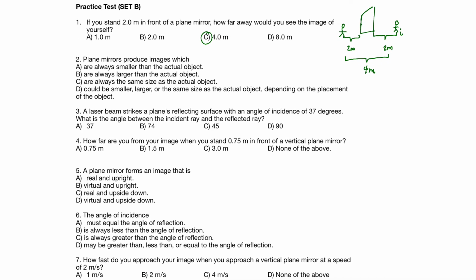Next, for number two, plane mirrors produce images which are always smaller than the actual object? No, simply because it produces equal images. Are always larger than the actual object? No, we are talking about plane mirrors, so it produces equal. Are always the same size as the actual object? Check. Could be smaller, larger? So the answer here is letter C.